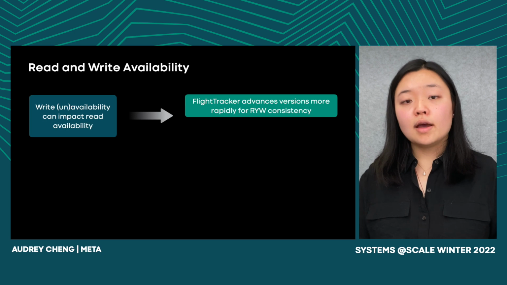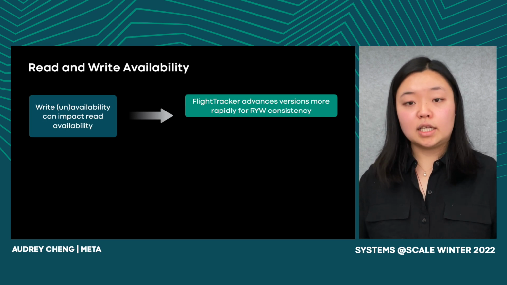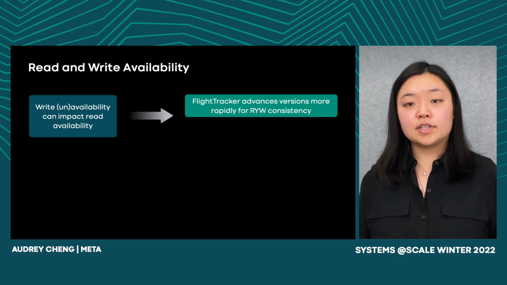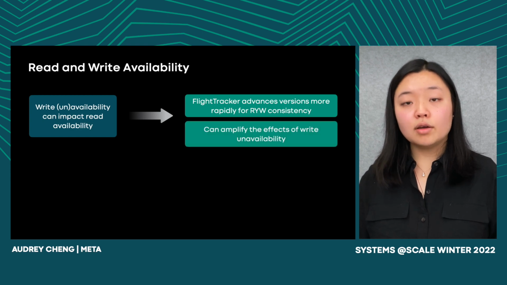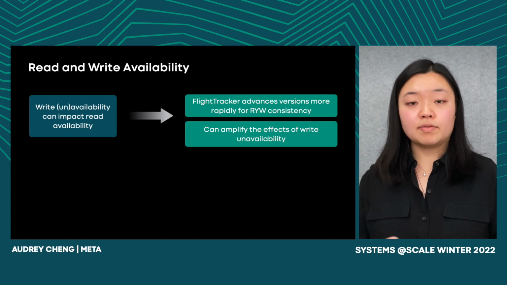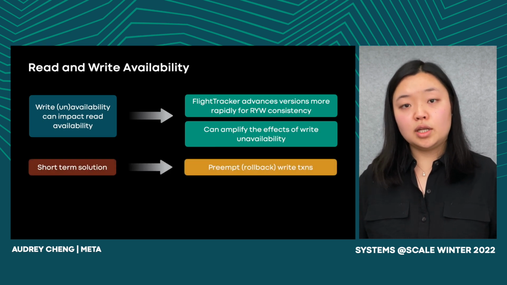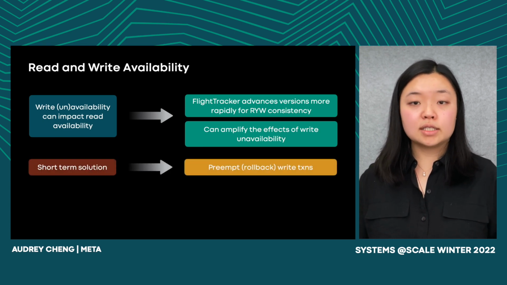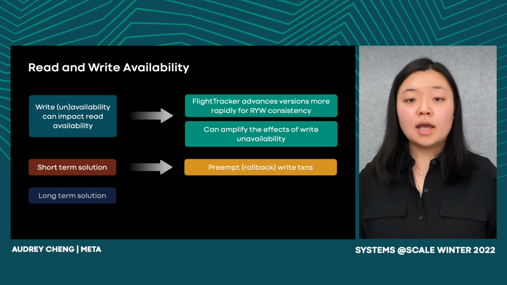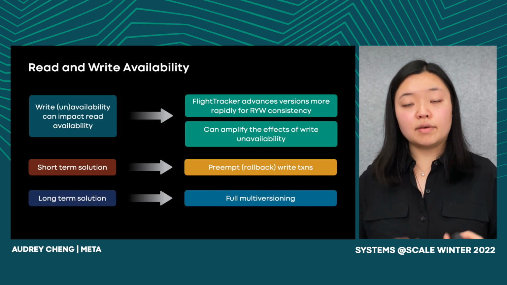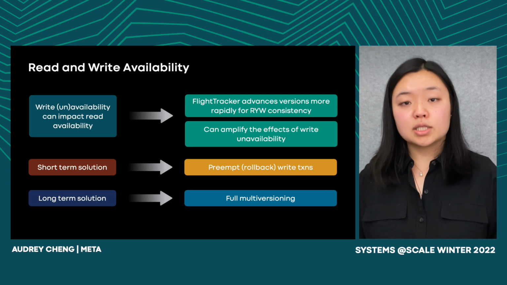Also, read and write unavailability can impact each other. In our case, we have Flight Tracker, which ensures read-your-writes consistency, and this tends to advance versions more quickly. As a result, this can amplify the effects of write unavailability. So if there's a version that RAMP-TAO needs to read to ensure atomic visibility, this might not be available yet. The short-term solution is that we can roll back the write transactions we're waiting on so that reads aren't stalled. And the long-term solution is to add full multi-versioning to the underlying database, which is currently in progress.